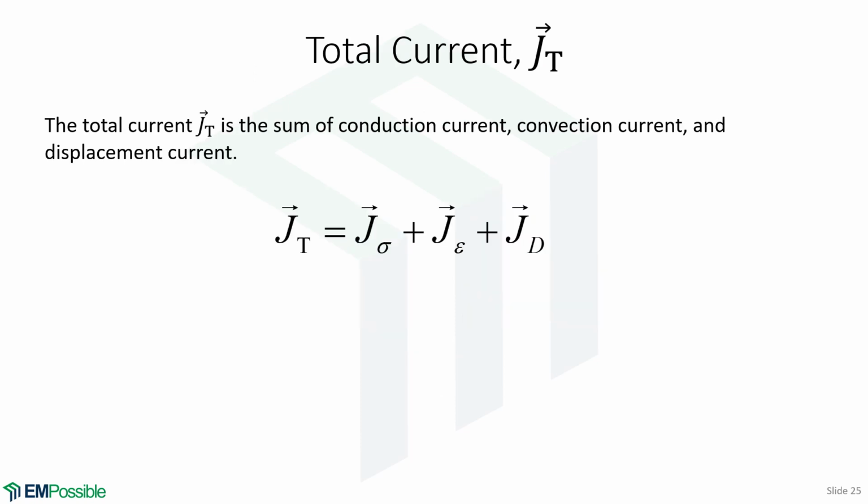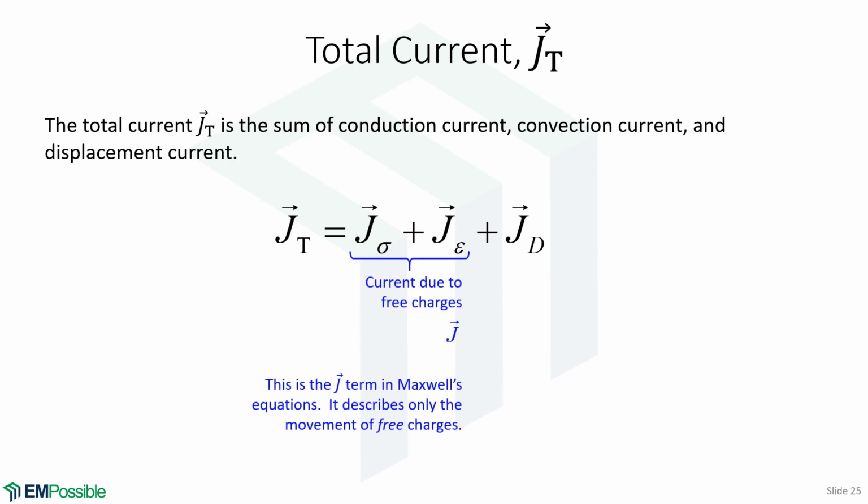Let's end our discussion of current with talking about the total current. And we mentioned the total current density is conduction current plus convection current plus the displacement current. The first two, the conduction and the convection currents, these are currents due to free charges. Now those charges could be in a conductor or in an insulator, but it's free charges that are moving.